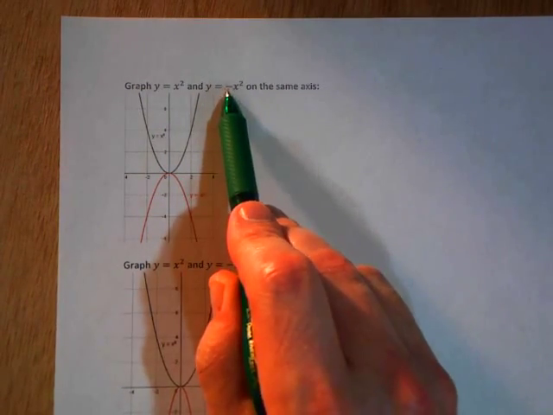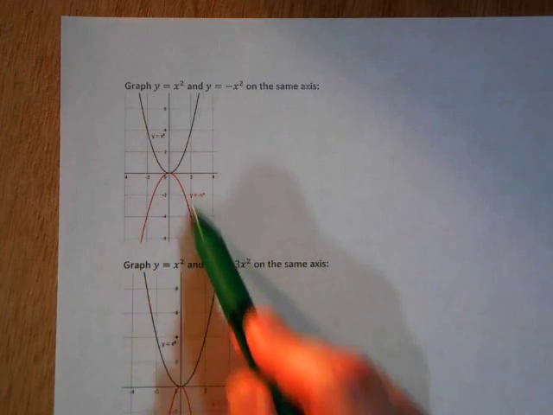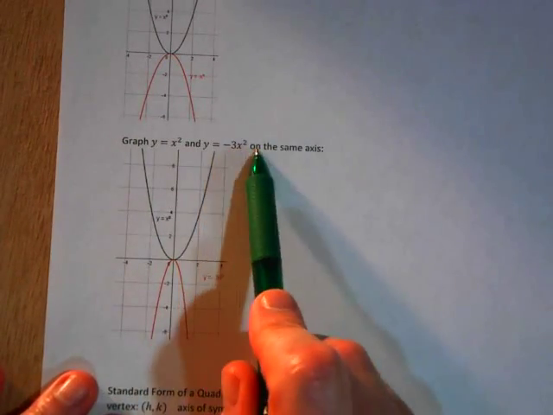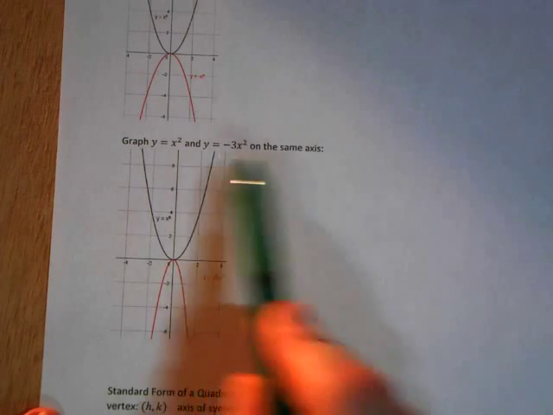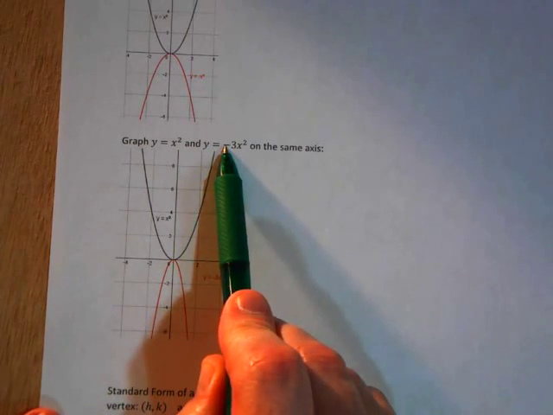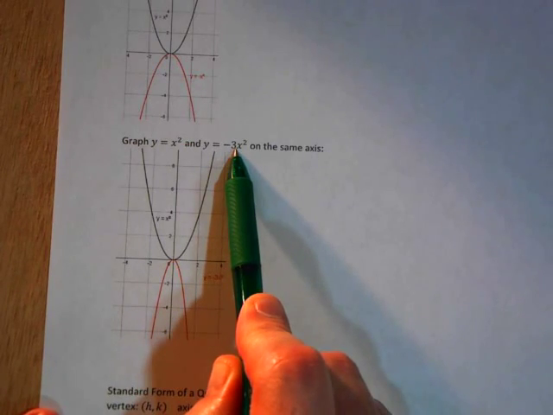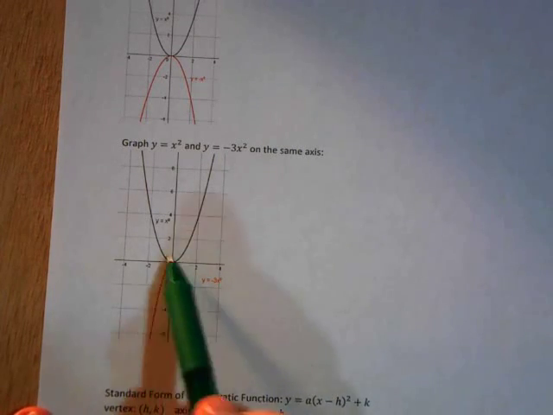When this number out front is negative, you get a downward facing parabola. Y equals x squared and y equals -3x squared. Two things happen here. The negative flips it, and then the 3 is what we were talking about at the end of the first video. That's a vertical stretch. It grabs the ends and pulls it down. In essence, it makes it look skinnier.